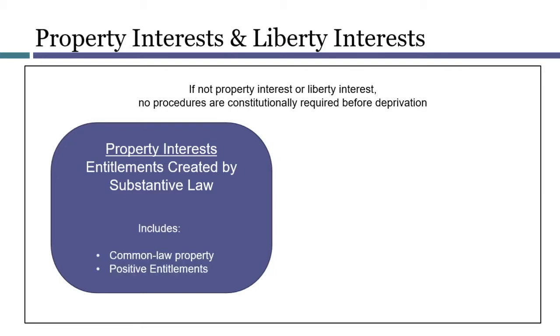This includes the things we ordinarily think of as property, like real estate, money, or chattels. It also includes other benefits that the substantive law declares that people are entitled to. Prominent examples include financial entitlements, like welfare benefits or food stamps. For those, people are entitled to receive them upon showing that their incomes are low. Or a driver's license. In most states, the substantive law says people are entitled to a driver's license if they're the right age and they pass the necessary exams.